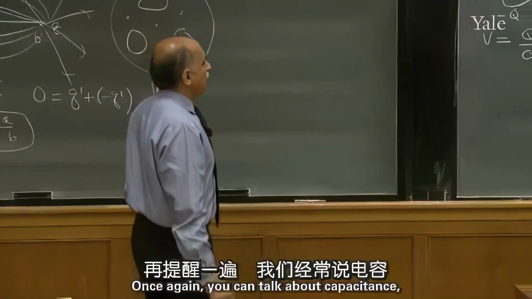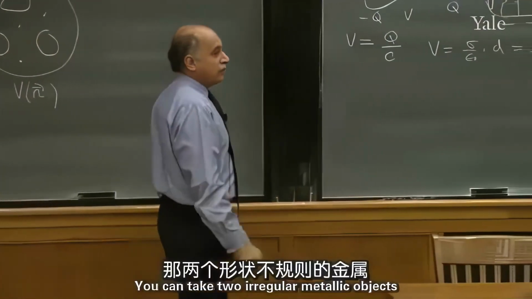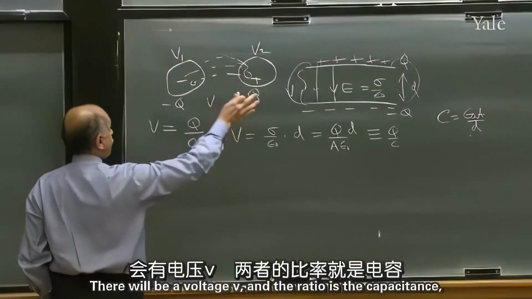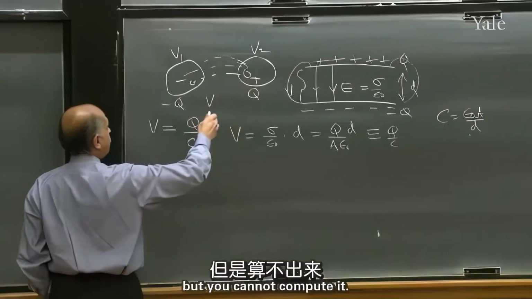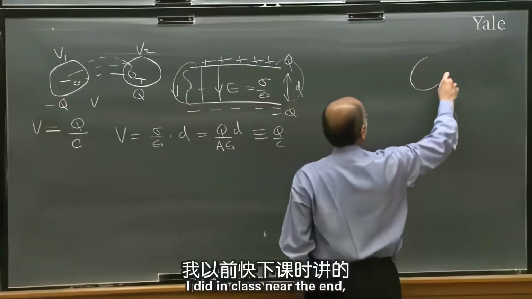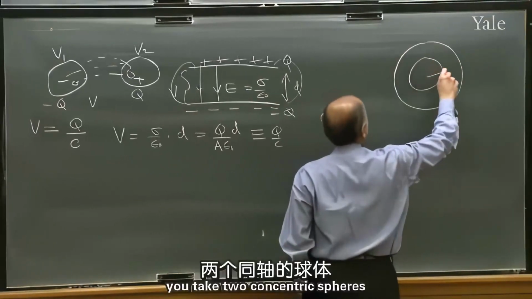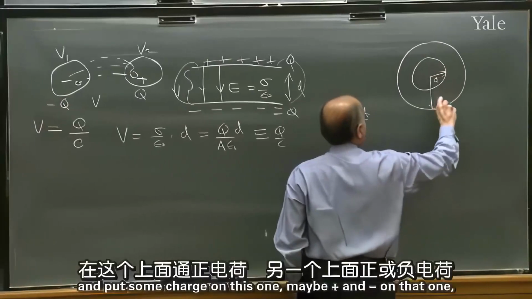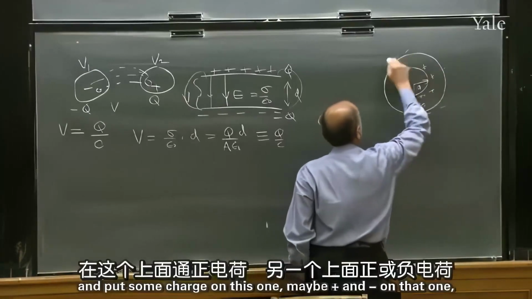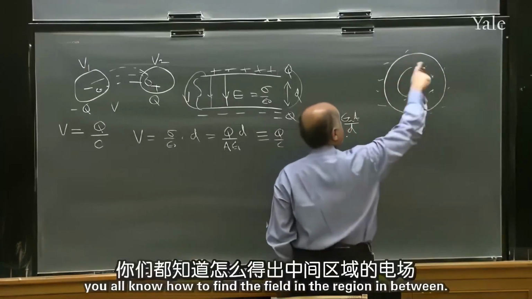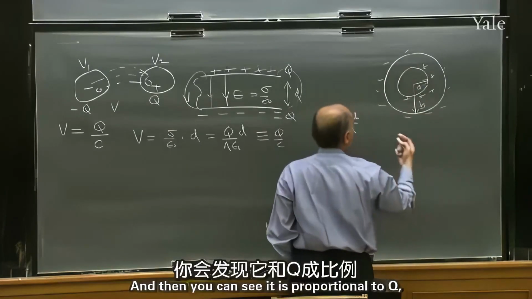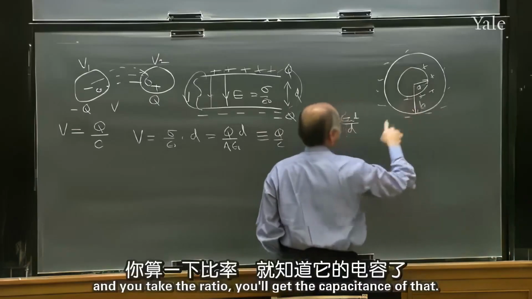Once again, you can talk about capacitance, but you cannot always calculate it. You can take two irregular metallic objects, and in principle, for a transfer of charge Q, there will be a voltage V, and the ratio is the capacitance, but you cannot compute it. But for a parallel plate geometry, or another one I did in class near the end, you take two concentric spheres and put some charge plus on this one, maybe minus on that one. You all know how to find the field in the region in between. You can integrate it, and you can find the potential difference. And then you can see it's proportional to Q, and you take the ratio, you'll get the capacitance of that.